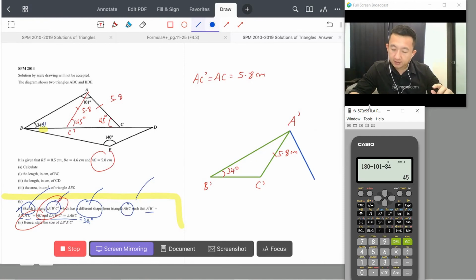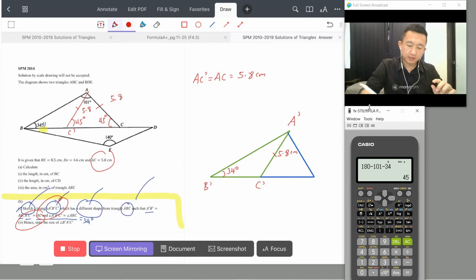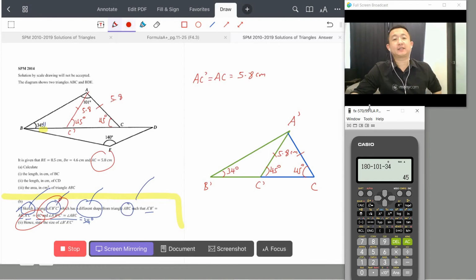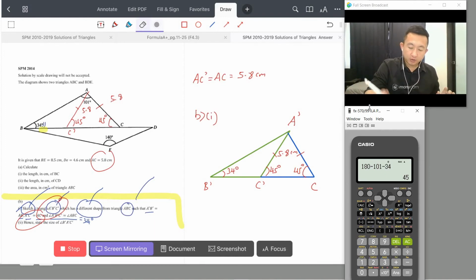To be more precise, maybe you can continue sketching it on the A prime C prime part. Okay, and you say this is C prime. And this is 45 degrees. This will be 45 degrees. This is 5.8 cm. And that's it. This is how you sketch the triangle. So this is B1. And now we look at B2.